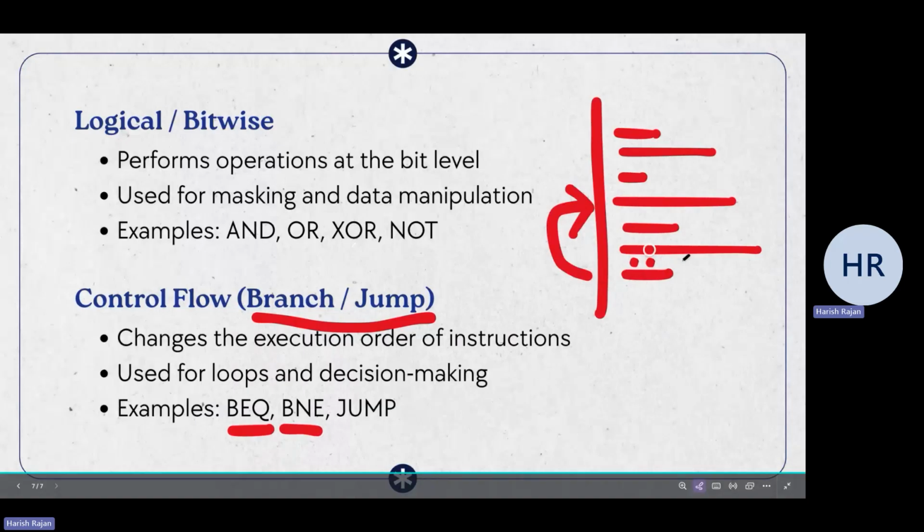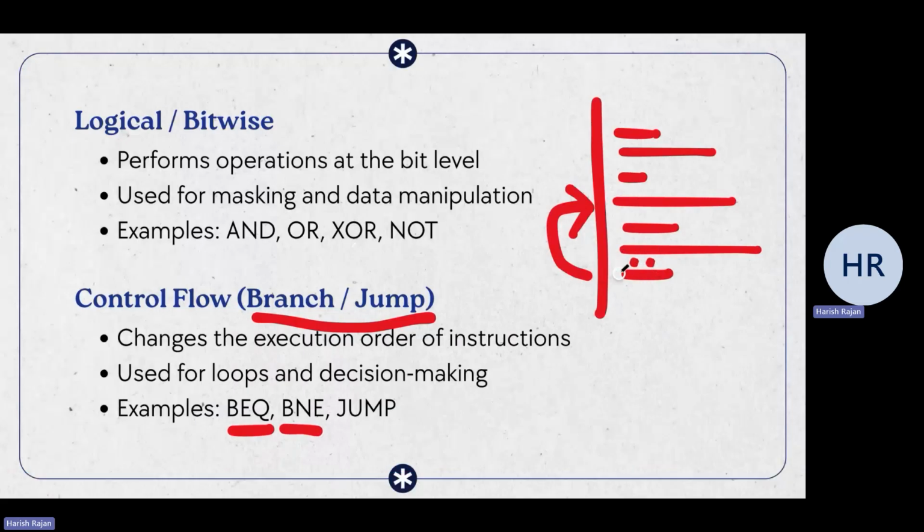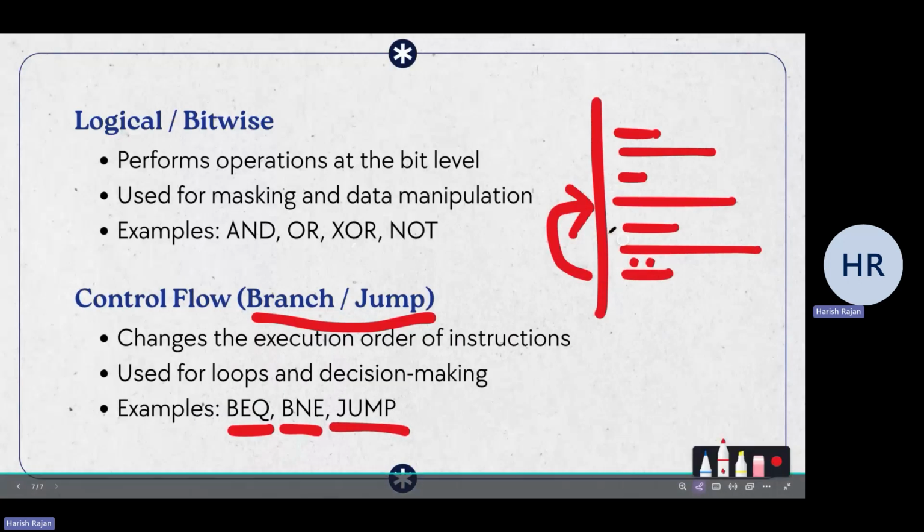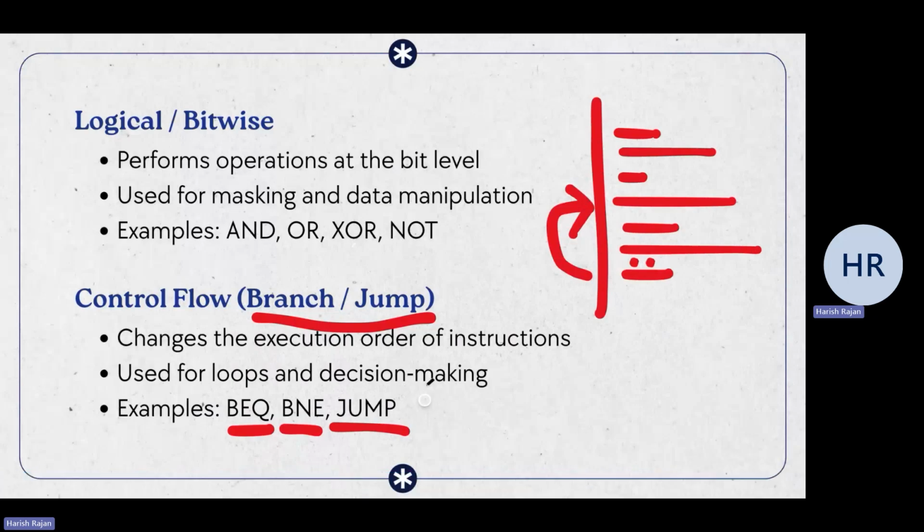BNE means branch if not equal. It's basically the same thing, except there is a negation in front. A branch occurs if those values are not equal. Jump just says, just jump to this line of the code. Usually there'll be a jump and some value, and that value will be the address of the line.